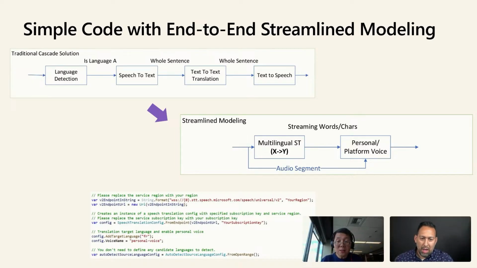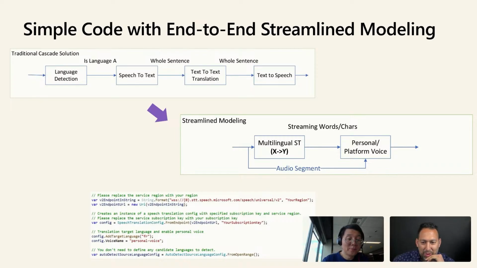This is the amazing thing. And you can get this with just 3 lines of code. You can see the code I shared: you just set the target language you want to translate to, enable the personal voice, and tell the system that you want auto detect. Boom, it's done. You get the thing.